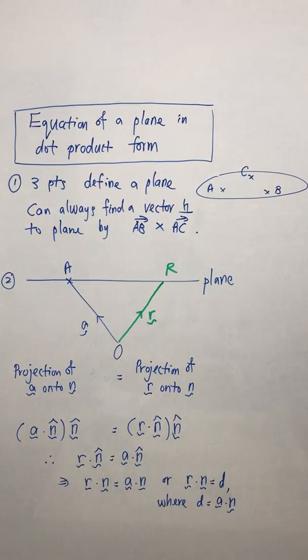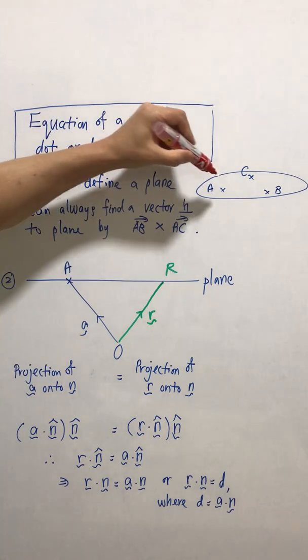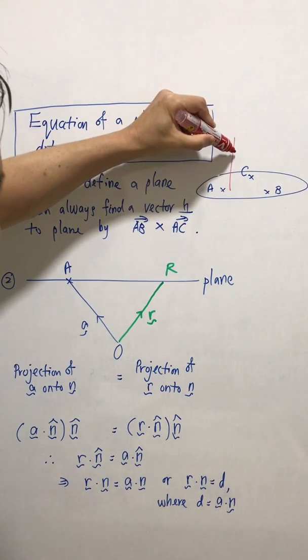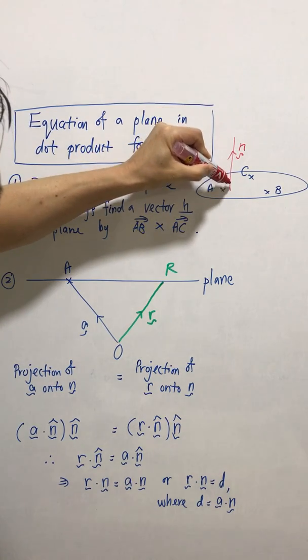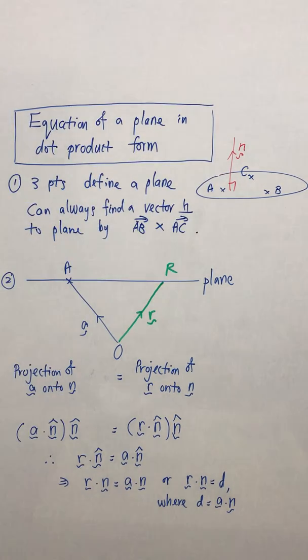I'm going to mark the vector n on this diagram, like this. I can draw it anywhere as long as it is perpendicular to the plane. So given 3 points that define a plane, like I just discussed, I can always find a vector n using cross product that is perpendicular to the plane.